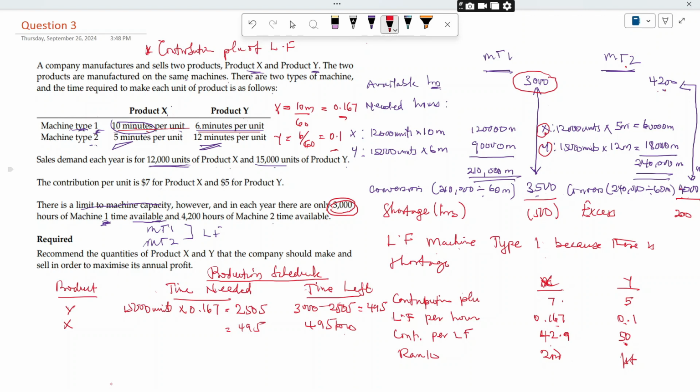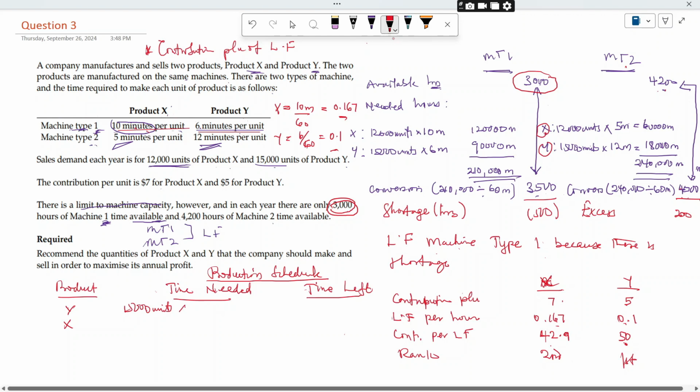Oh, sorry. I have made a mistake. Let me go back and reverse it. I have seen it fast. So here 15,000 units is Y. The hours per unit is 0.1, not 0.167, because here it is 0.1. So here 15,000 times 0.1 will give us 1,500.